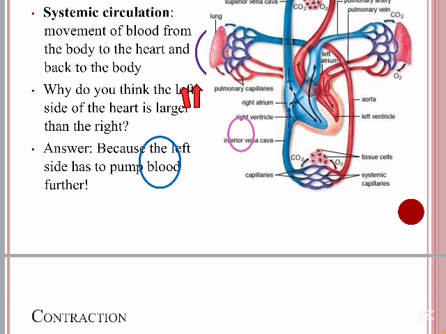Why do you think the left side of the heart is larger than the right? The answer: because the left side has to pump blood further.